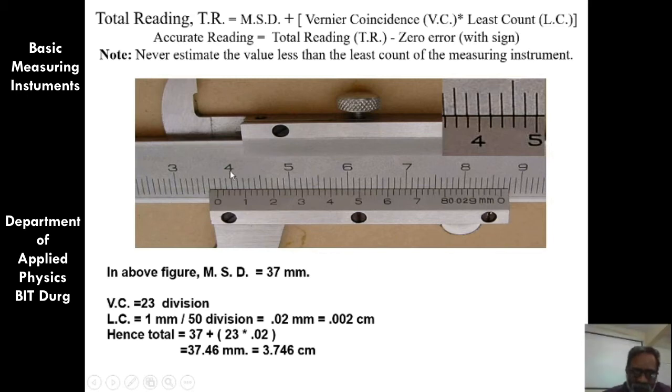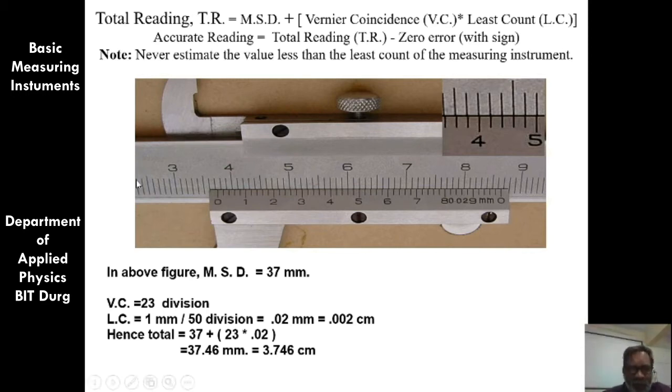And what you see, this is the 4 centimeter mark, this is the 5 centimeter mark. Between 4 centimeter and 5 centimeter, 1, 2, 3, 4, 5, 6, 7, 8, 9, 10 divisions are there. So one division or the smallest division of the main scale is equal to 1 mm or 0.1 centimeter. So 0.1 centimeter divided by the number of divisions on the vernier scale, that is 50, is going to give me the least count. The least count becomes equal to 1 mm divided by 50 divisions, that is 0.02 mm or 0.002 centimeter. So this is the least count.